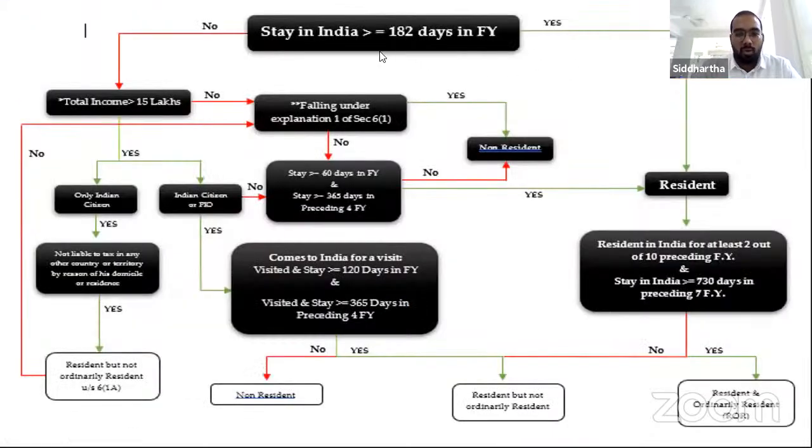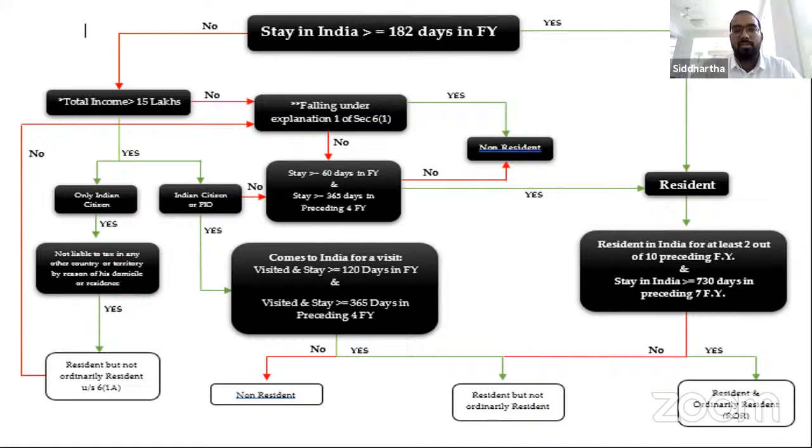So this chart broadly defines how the residential status of an individual is determined. Don't get confused looking at this chart, Siddharth, it scared me. So you need to go slow for me to understand this. Can you help me understand this residential status? How do I determine my residential status? Yes, sure. Firstly, we'll go from the top one.